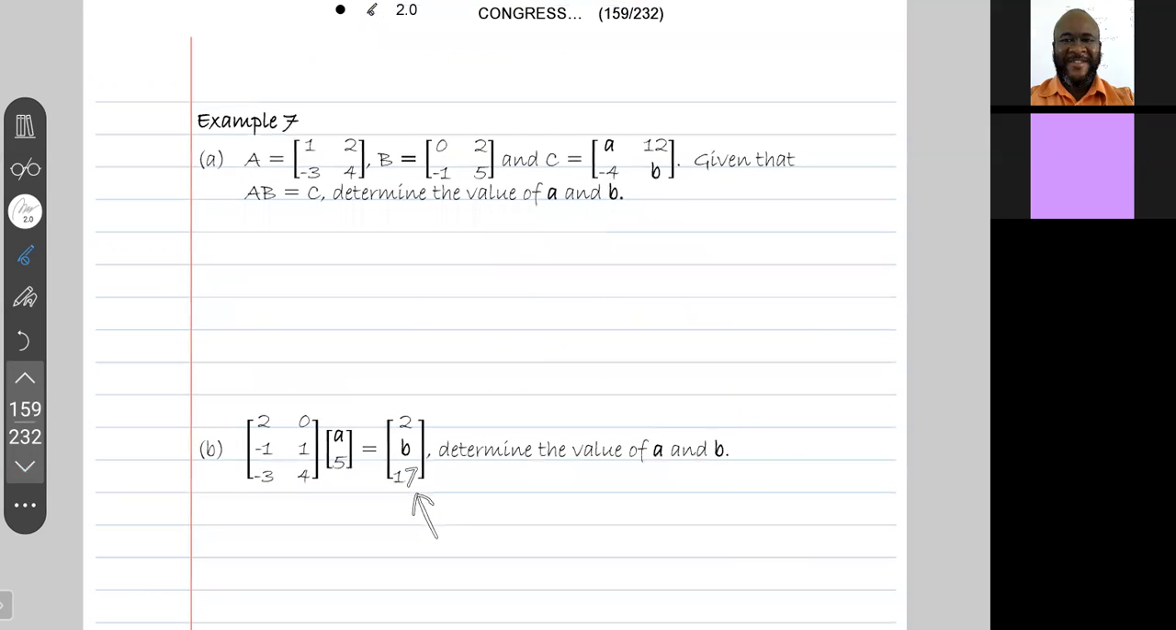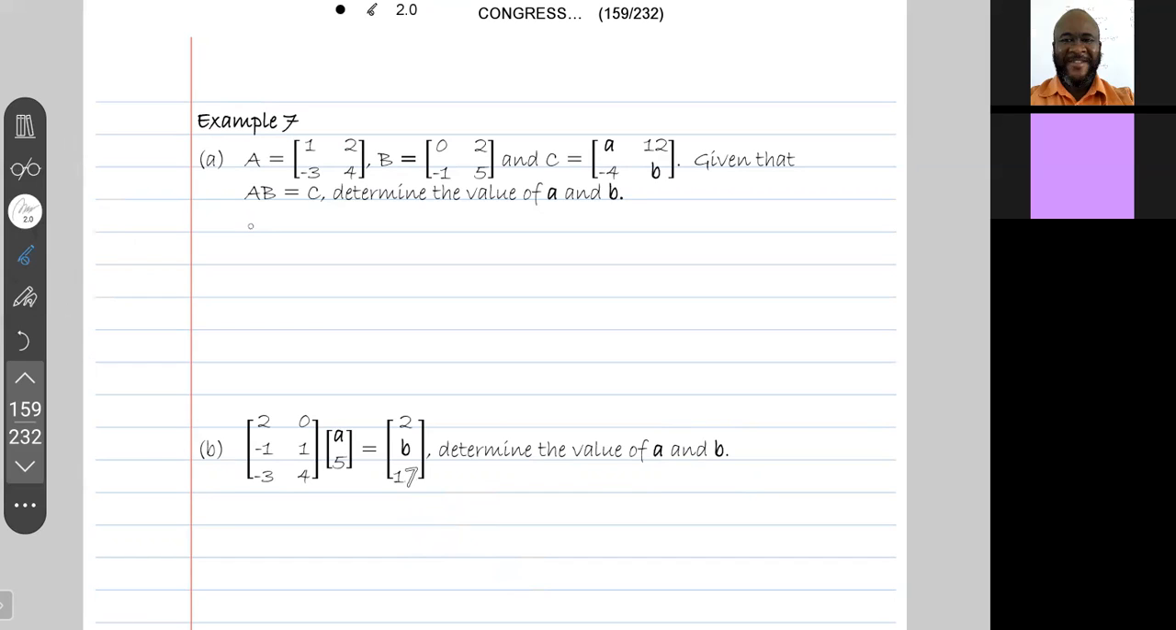All right, here's a little question. A is the matrix 1, 2, minus 3, 4. B is 0, 2, minus 1, 5. C is A, 12, minus 4B. Given that the matrix product AB is equal to C, we're to determine the value of A and of B. So let's do that.